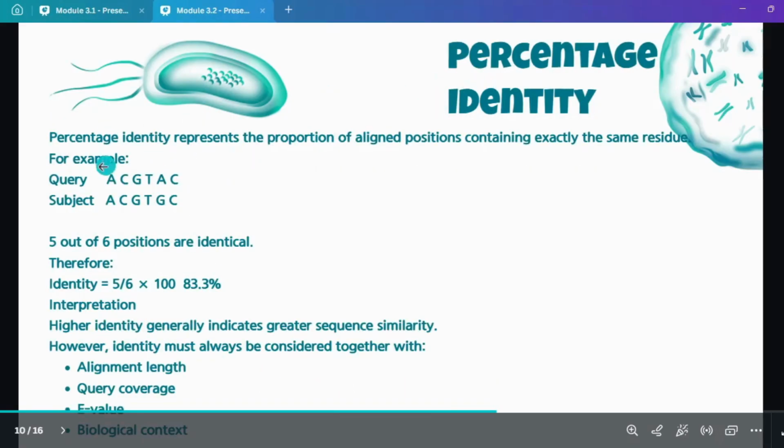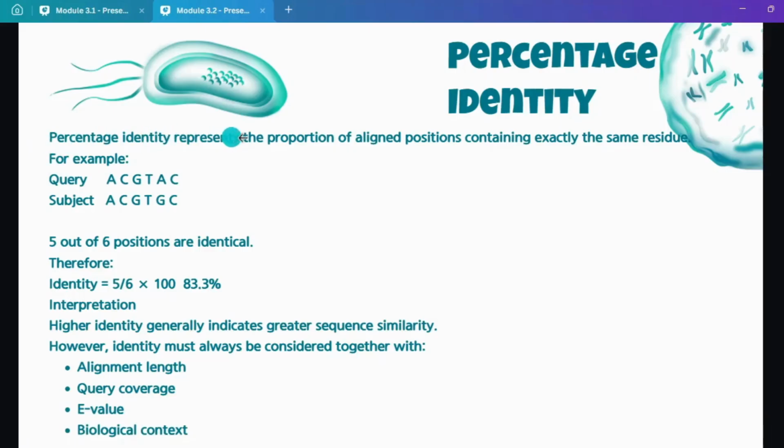Now, what is percentage identity? Percentage identity represents the proportion of aligned positions containing exactly the same residue. For example, query is ACGTAC and subject is ACGTGC. There are six positions, six nucleotides in the sequence. Out of six, only five are identical. So if you do the simple maths, 5 by 6 into 100, we get 83.3% identity. Now how can we interpret that?